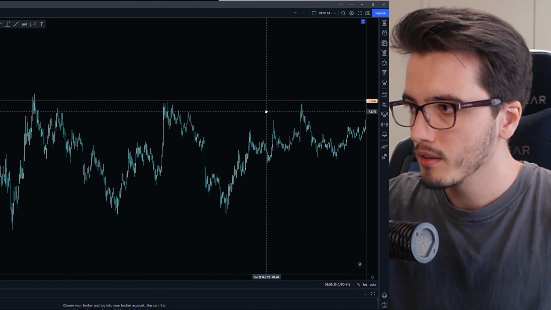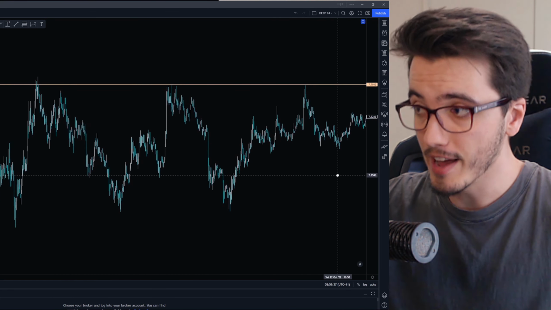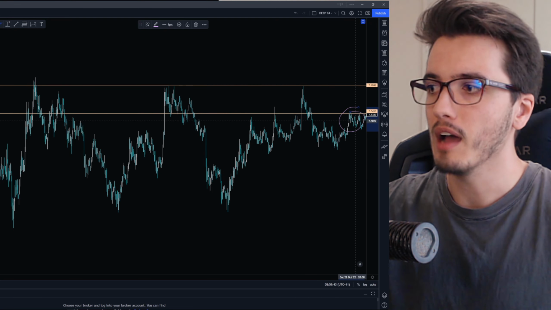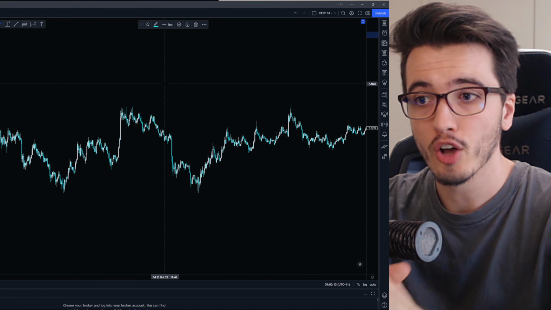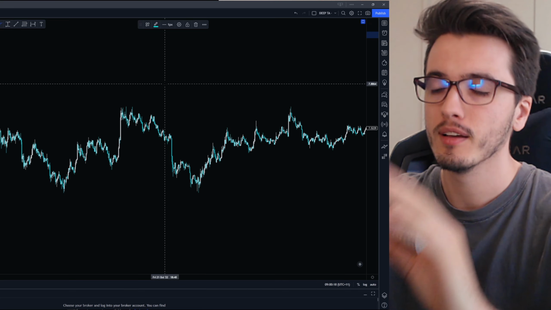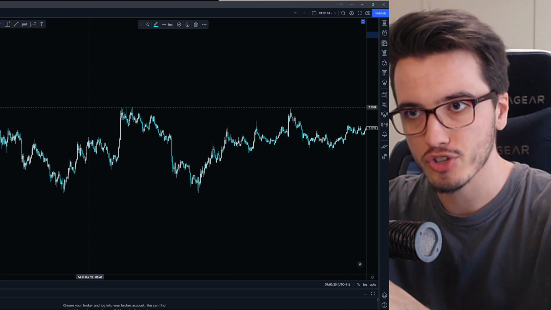So this is the next perfect entry for accumulation. And this is going to break up and explode everything. So let's dive in once more. How many accumulations can you see in this chart?